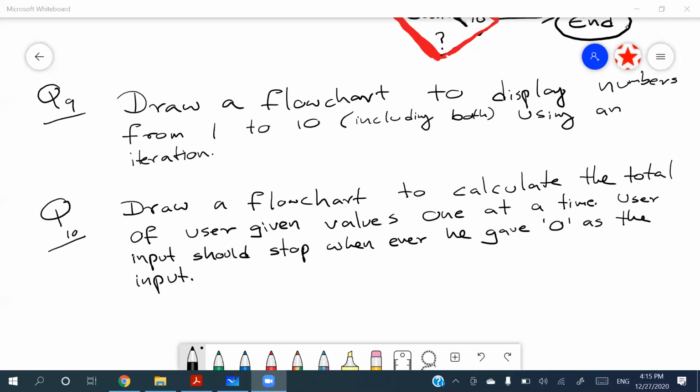Yes, Minolina. Yes. I haven't said calculate and display. That's my mistake. Draw a flowchart to calculate and display.